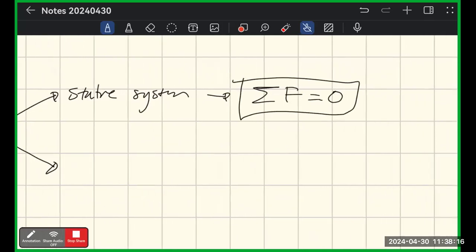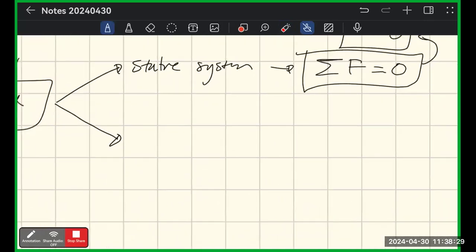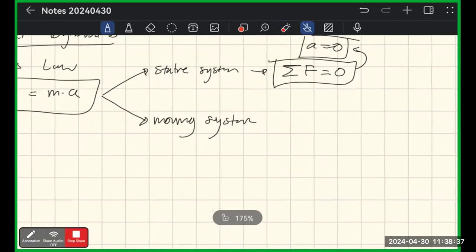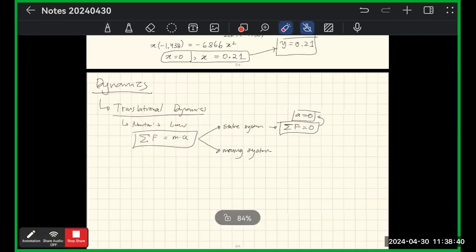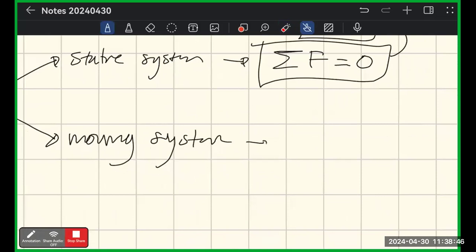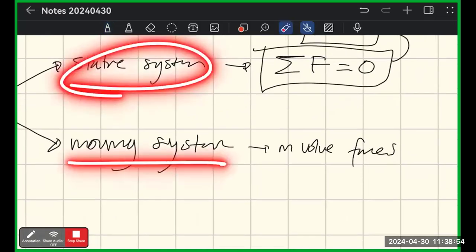And it doesn't have to be that it's not moving, it can also be moving with a constant speed, because constant speed will also have 0 acceleration. So the point is that the acceleration is 0, and then we have a moving system. For the moving system, we'll talk about this later because it's basically the same as kinematics, but it will involve forces. I mean, the static system also involves forces.